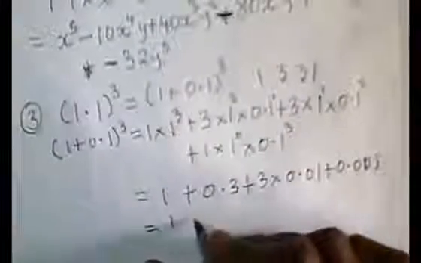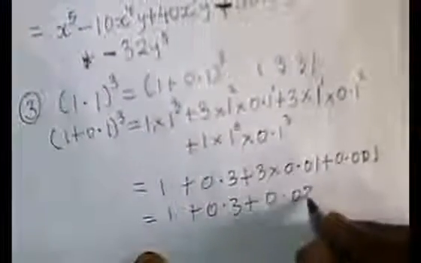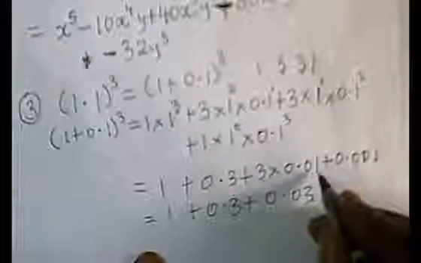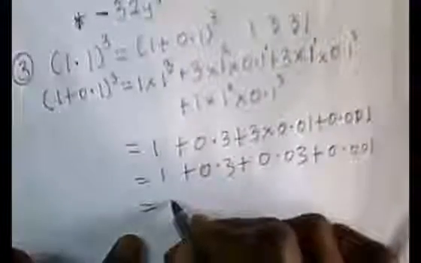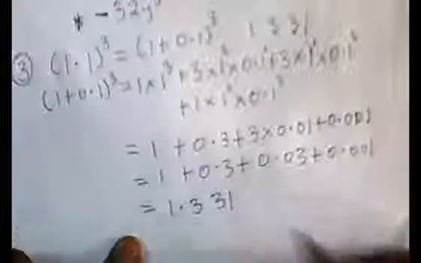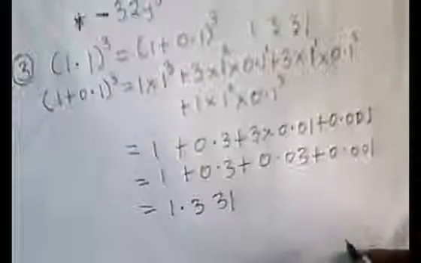Finally, we are going to have 1 plus, here is 0.3. We have to expand this one out, okay, which will give us 0.03. If you multiply 3 by 0.01, it's going to give us 0.03. Then here we have plus 0.001. Now, if we add up this value, we are going to have 1.331 as our final answer. Now, you can go on ahead to use the calculator to multiply this out, and I'm sure you are still going to arrive at this answer. So there you have it.